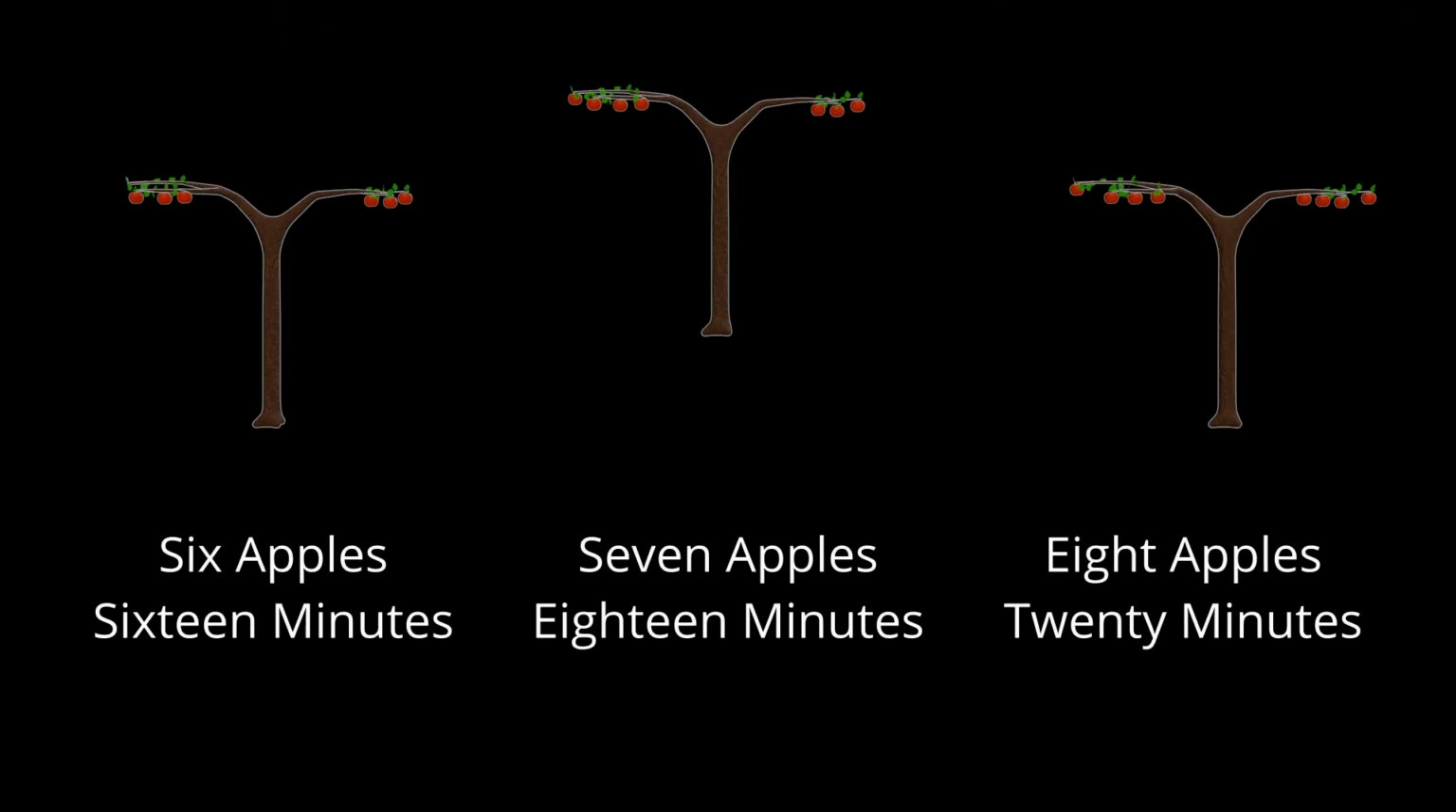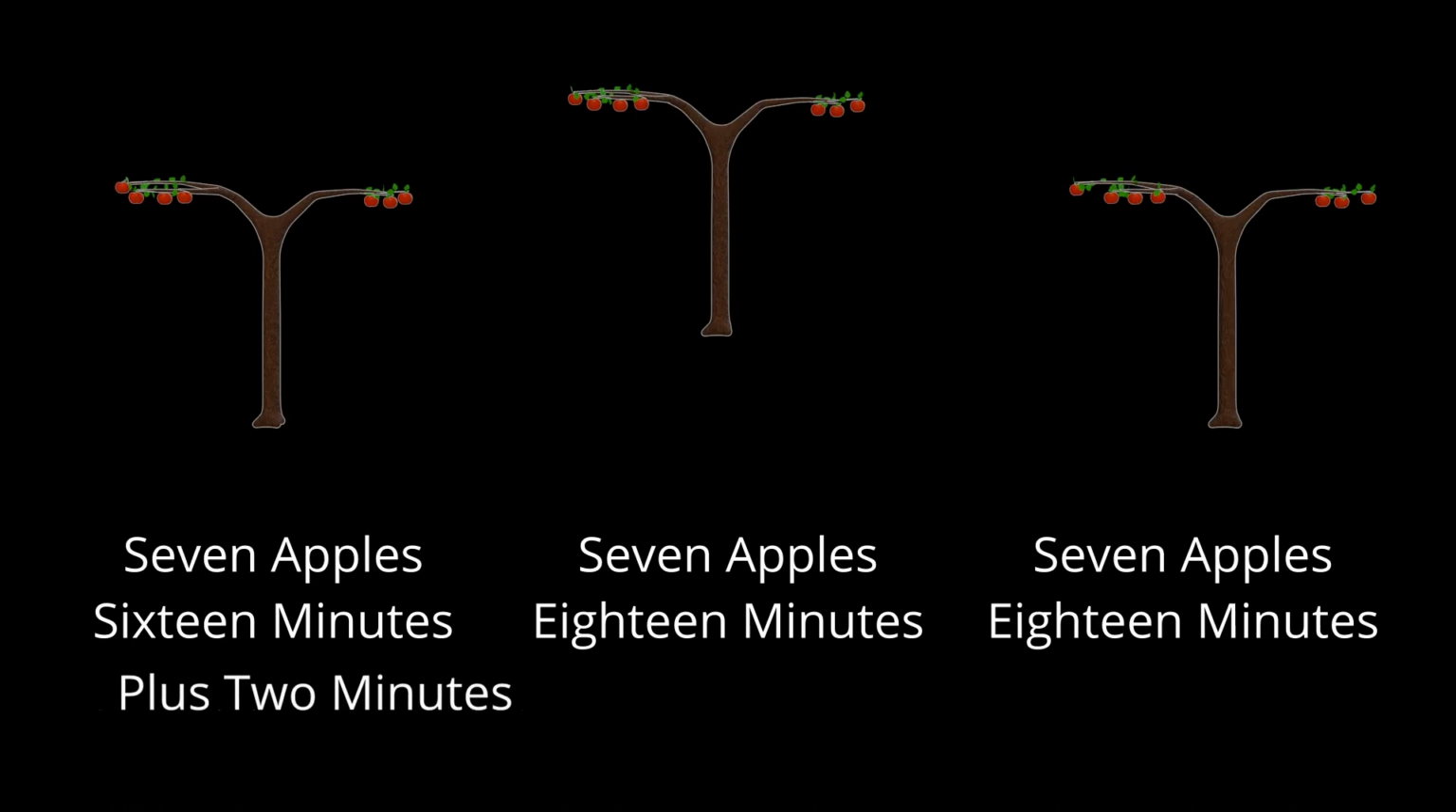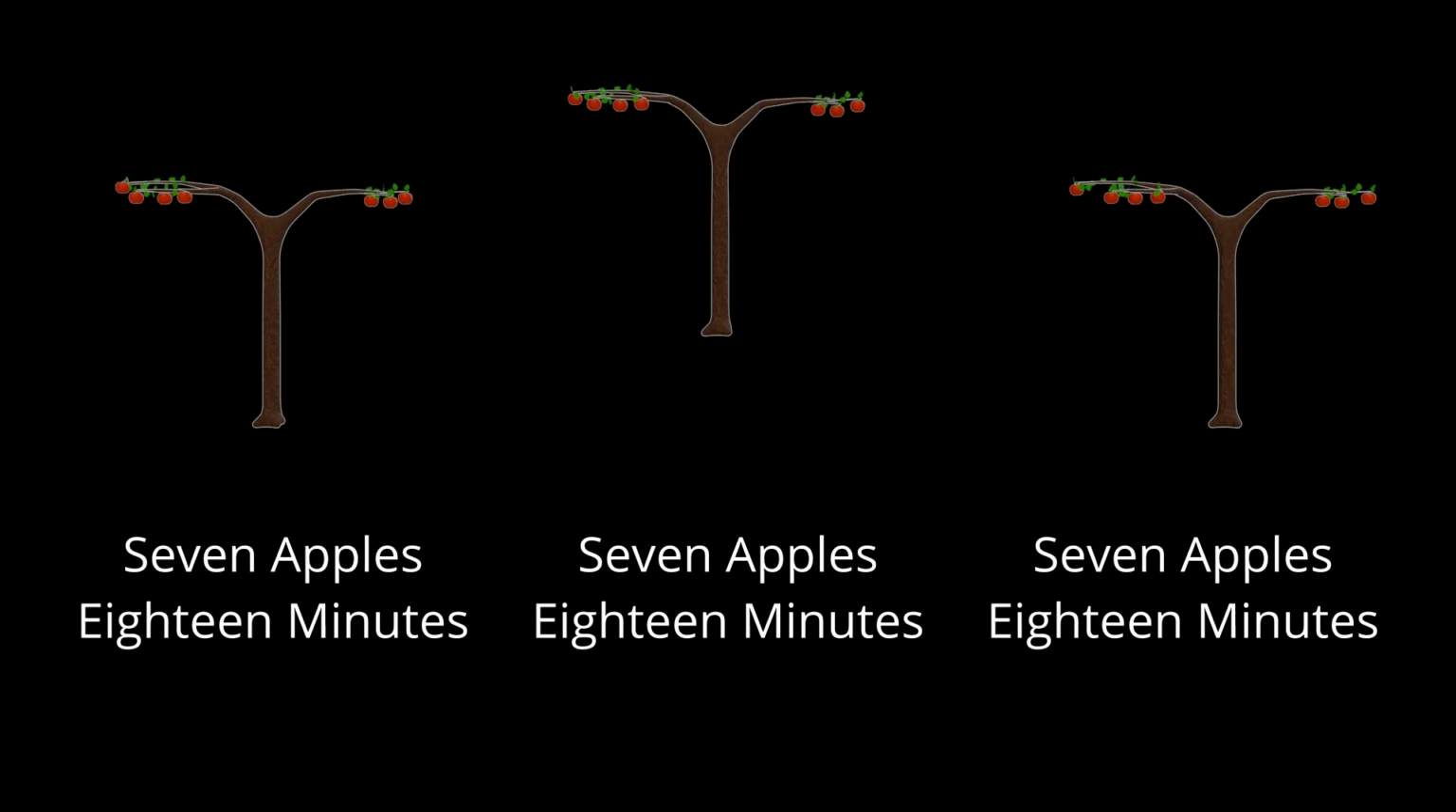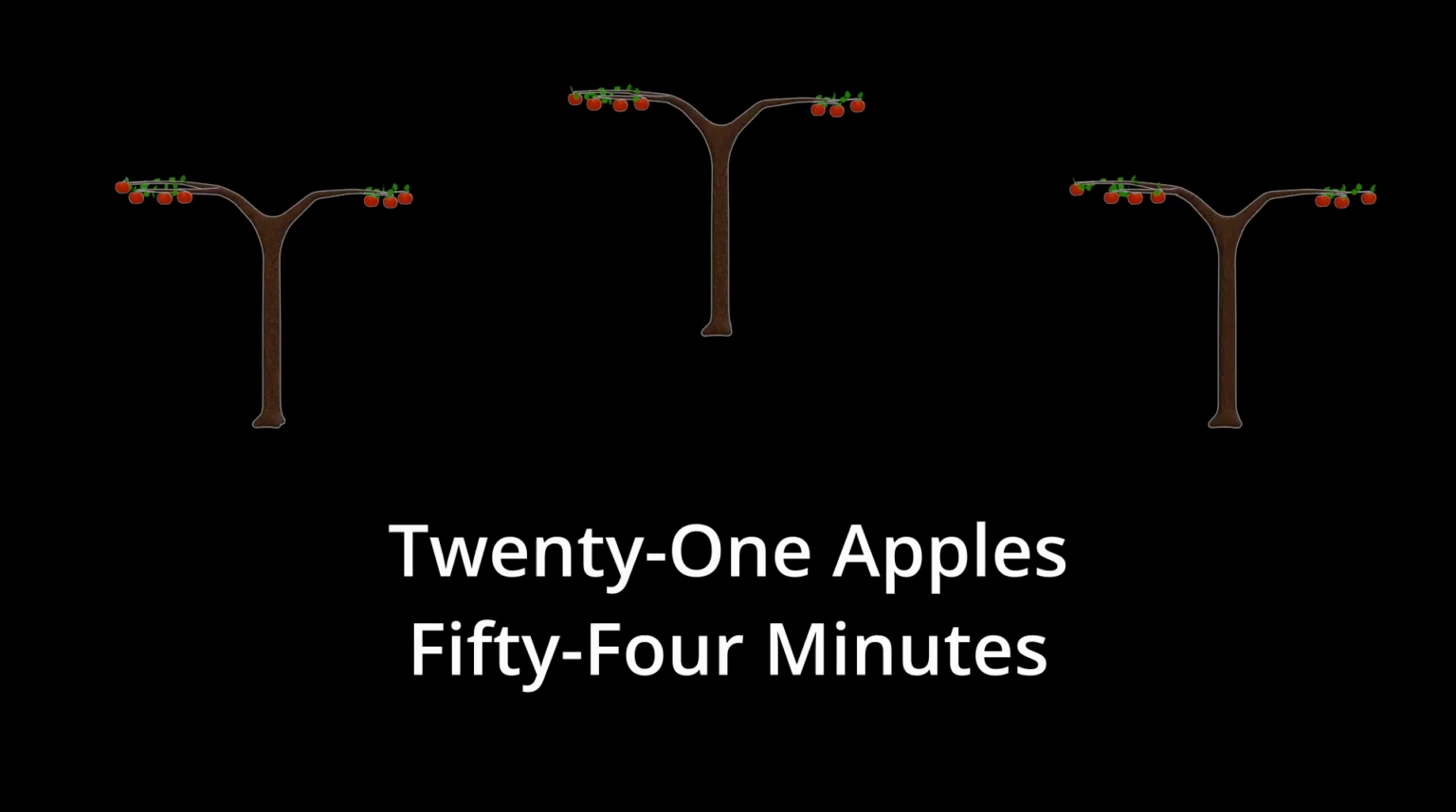The simplest way to think about this would be if there were the same number of apples on each tree, and each tree took the same amount of time to gather from. I can redistribute the apples and the amounts of time, and end up with 3 trees, each of which has 7 apples and takes 18 minutes to pick the apples from. Sure enough, this still gives me a total of 21 apples in 54 minutes.